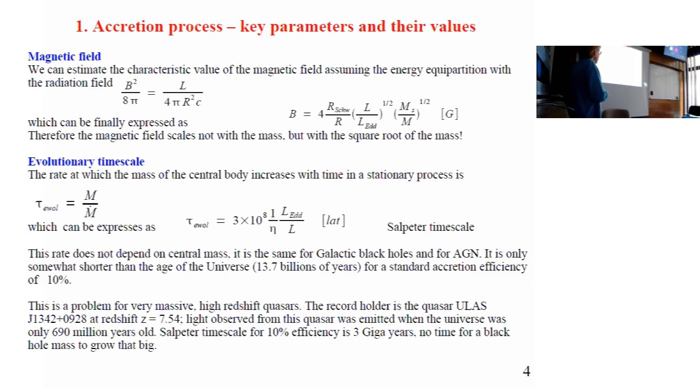On the other hand, this is really a big problem for the interpretation of the evolution of massive quasars at large redshifts. So the record holder, I think I'm correct, is still this source discovered years ago, at redshift 7.54. So the light from this quasar was emitted when the universe was less than 1 gigayear old. But I told you that the doubling of the mass happens in 3 gigayears. So how could this thing grow? Of course, you can try to play with efficiency, putting 1, but still, it's not quite working.